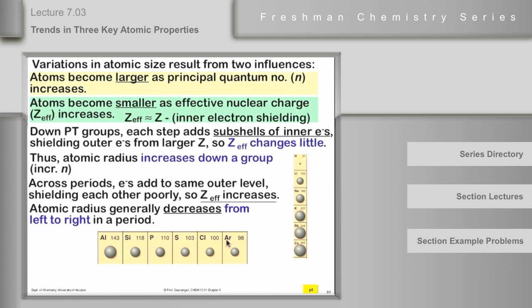Okay, so in going from aluminum to argon, we're putting electrons into one subshell, the p subshell. Which one? Well, you could think about that.